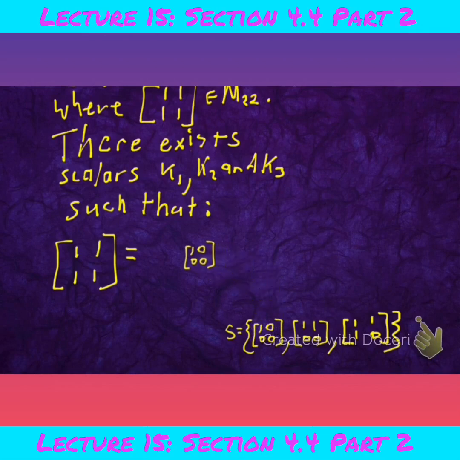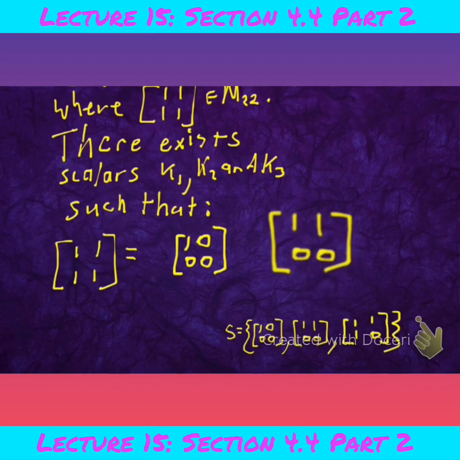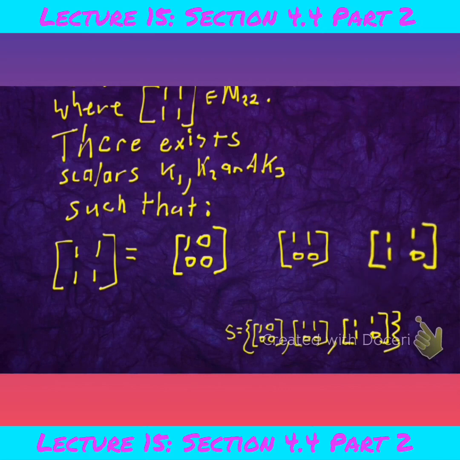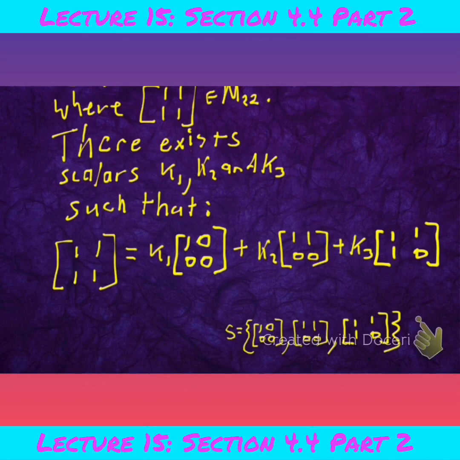All right, there we go. We take our first element, that's the first one. We take our second vector and place it so that we can form the equation. The third one, there we go. There's the scalar K3, the second scalar K2, and the third scalar K1. And so clearly, by assumption, every vector in M22 is a linear combination of the vectors in S.